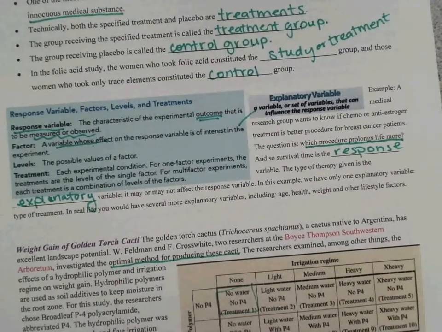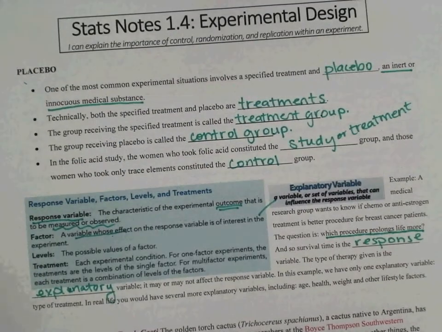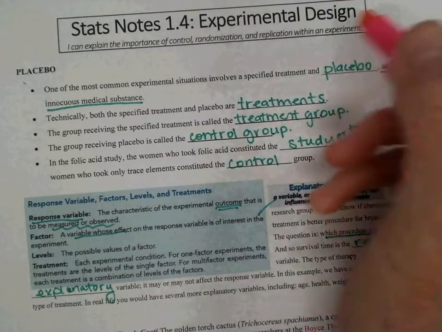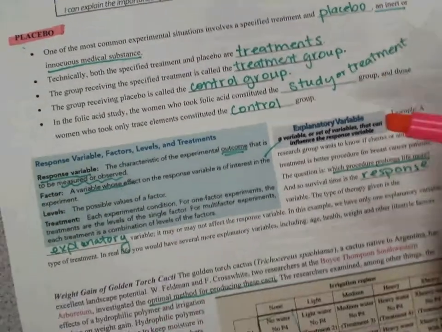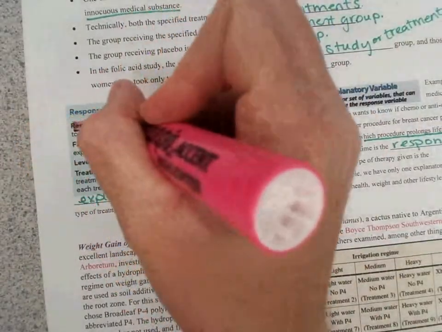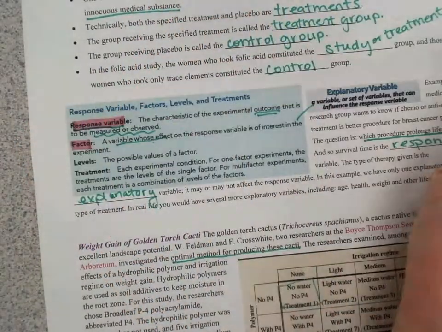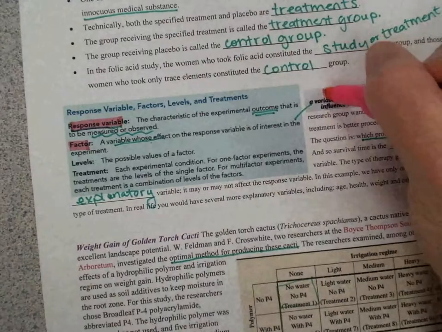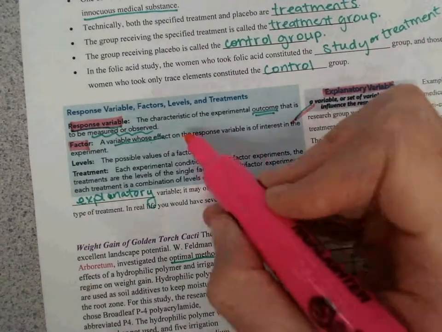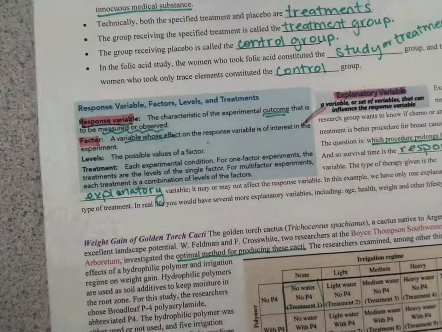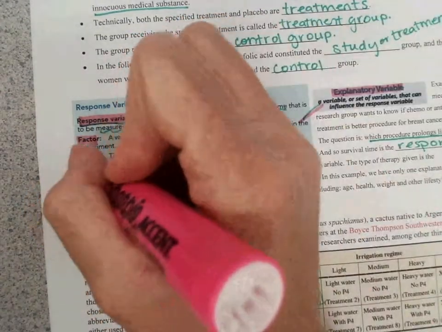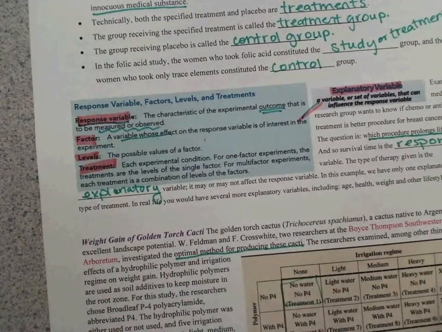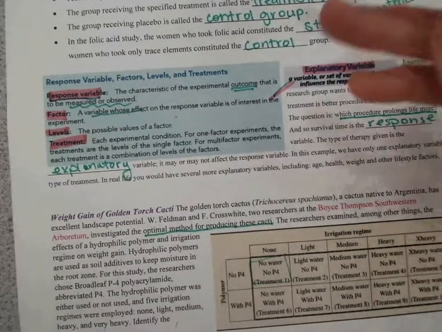We have several new terms to consider. You probably heard the term placebo before. We've given now a technical definition for that and some examples. We have these terms: response variable, factor, which again, explanatory variable. Those go hand in hand. They're practically synonymous. We have levels, and we have treatment.